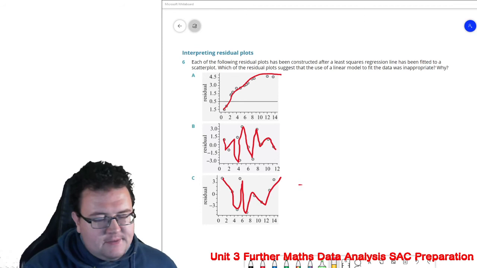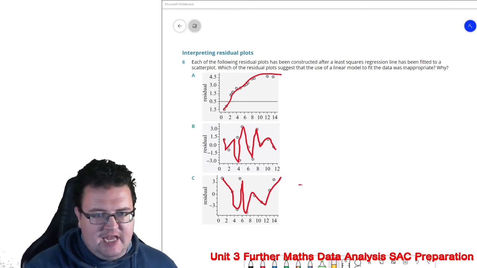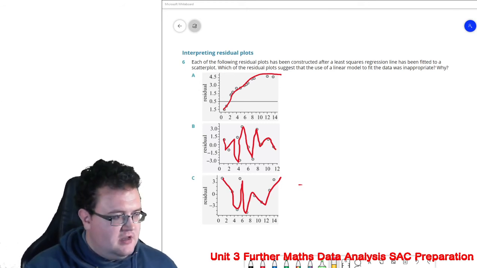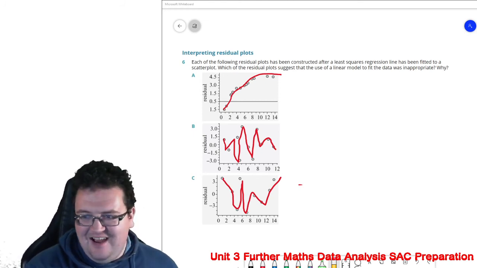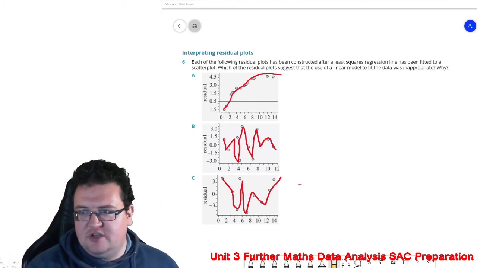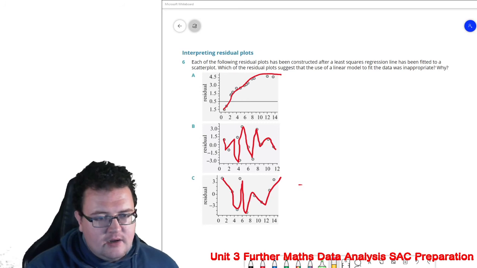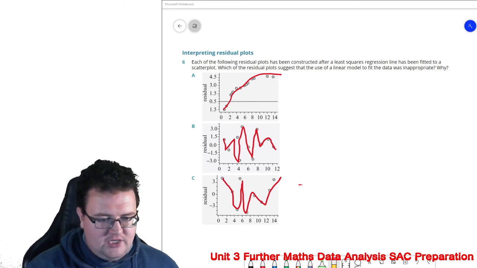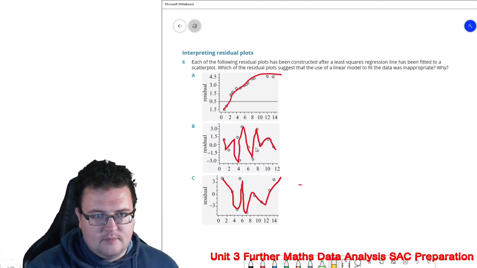The book answers are saying that C also has a pattern to it. No, it doesn't. It's a mistake in the book. So if you're relying on the book, there is no pattern going on here. It's all over the place, as evidenced by my scribbly lines. Because it's up, down, up, down, up, down, up.